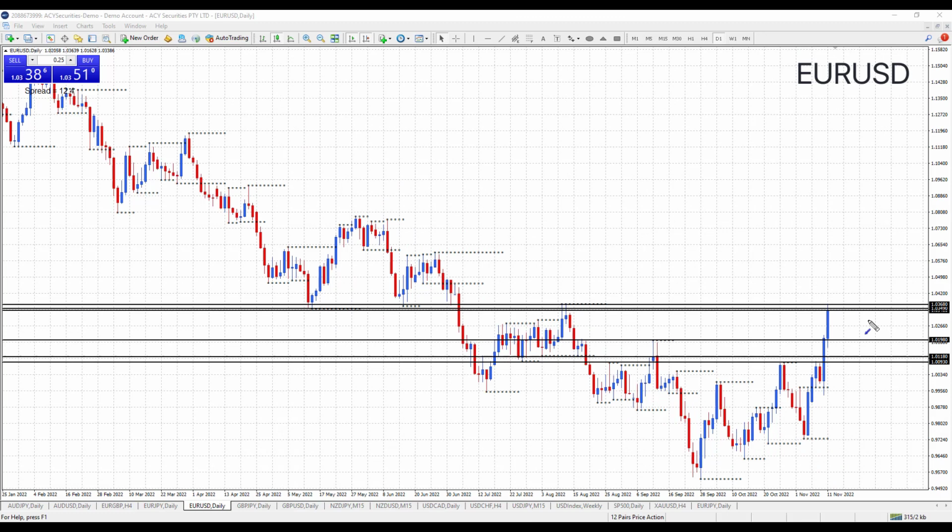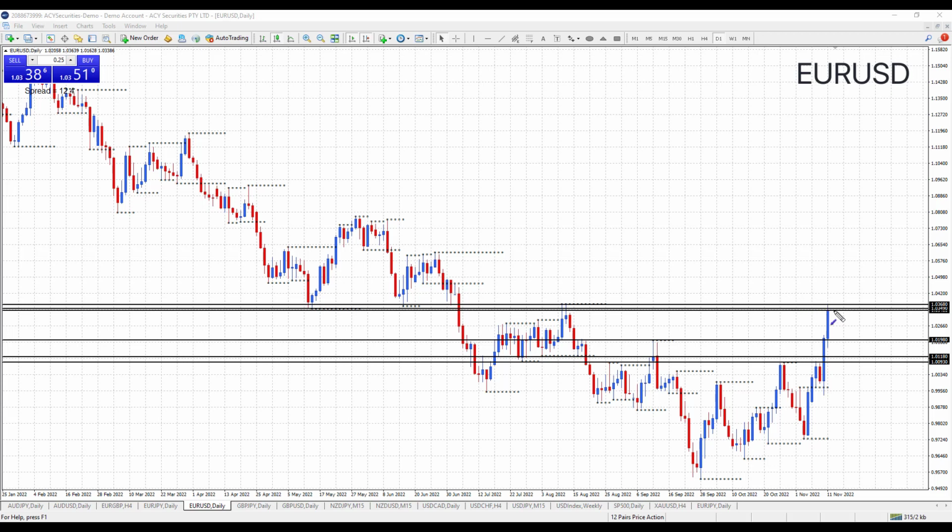Alright traders, on to the Euro Dollar. Now like the Aussie dollar, strong advance against the US dollar. And as well like the Aussie dollar, we've advanced back to a significant area of resistance. We've got 130.40 monthly resistance, 130.49 and 130.68 weekly resistance. We could form a double top here.